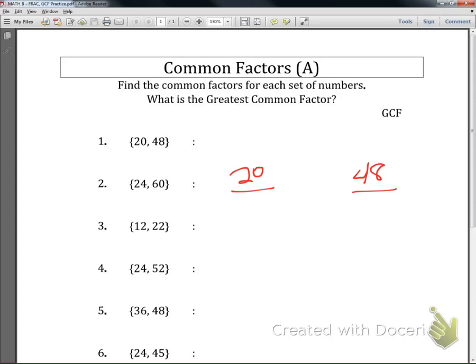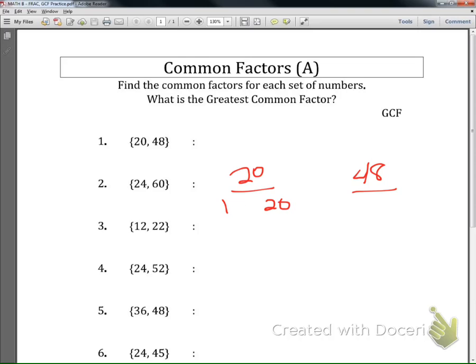Then I'm going to look at just the number 20 and write down all the factor pairs of 20. These are all the numbers that multiply together to equal 20. It does involve that you know your multiplication and division facts pretty well. But you can start off with the number 1, because 1 times anything always equals itself. So 1 and 20 is a factor pair of 20, because 1 times 20 equals 20.